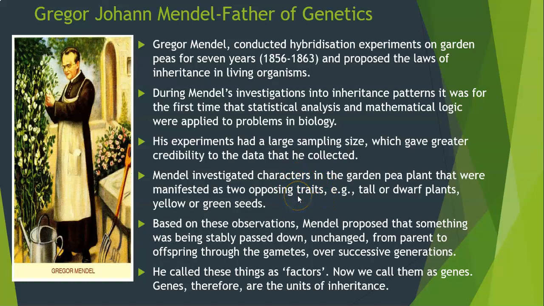Traits means the characters that you can see, the features of an organism. For example, in his case, it was tall or dwarf plant or yellow or green seeds. Based on these observations, Mendel proposed that something was being stably passed down unchanged from parents to offspring through the gametes over successive generations. He called these things factors. Now we call them genes. Therefore, genes are the units of inheritance.